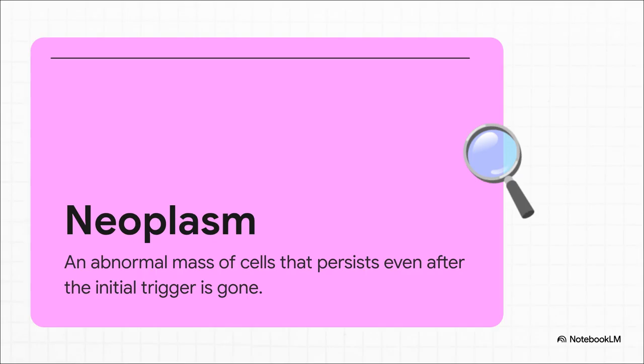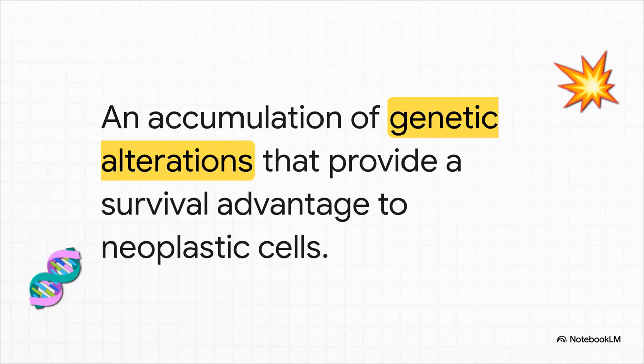Now, the really crucial thing to understand here is that this growth is relentless. It just keeps going in the same excessive way, even after whatever triggers started the whole process is long gone. It creates a persistent, growing problem inside the body. So what's the root cause of this relentless behavior? Well, it's an accumulation of genetic alterations, mutations in the cell's DNA. And these aren't just random changes. Each one gives the cell a distinct survival advantage, allowing these neoplastic cells to outcompete their healthy neighbors, to thrive and just multiply.